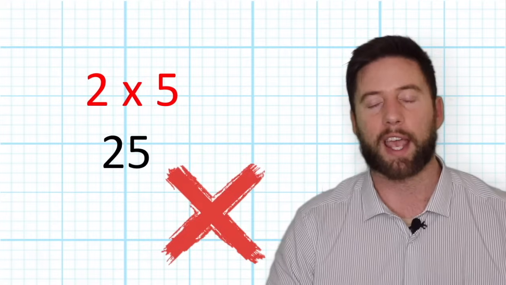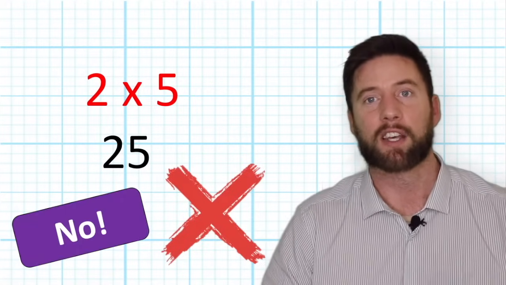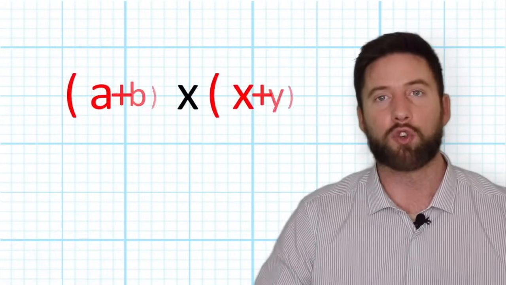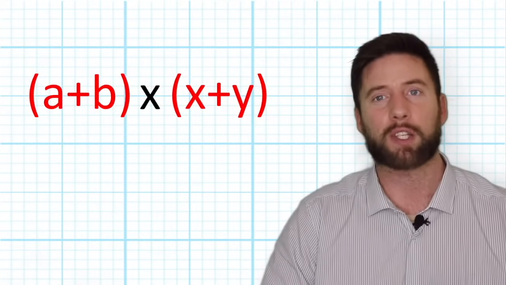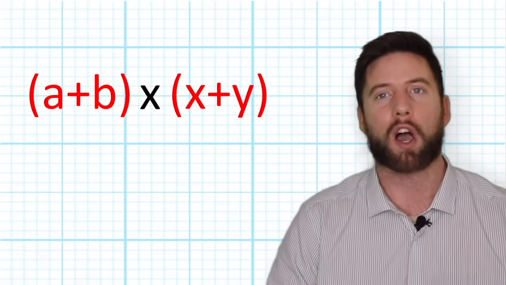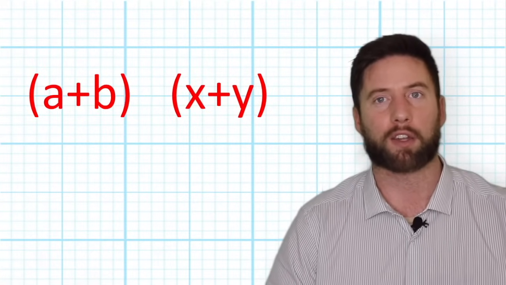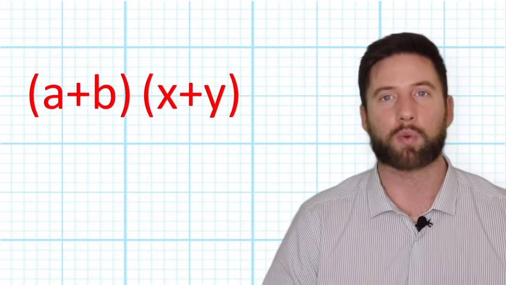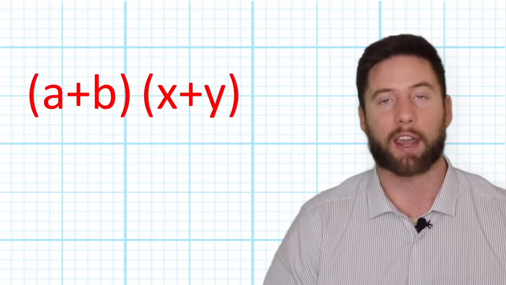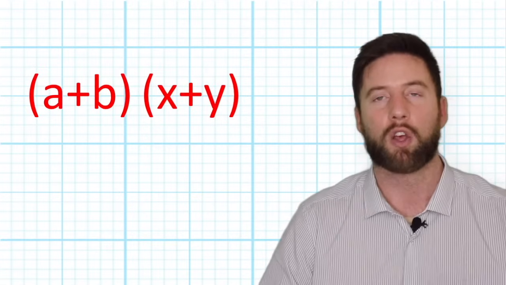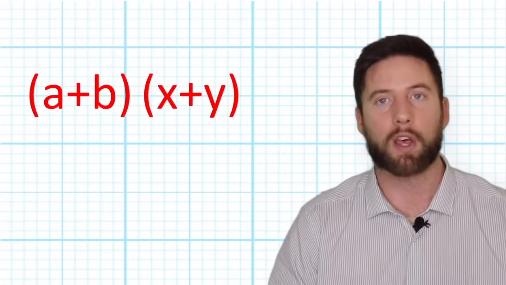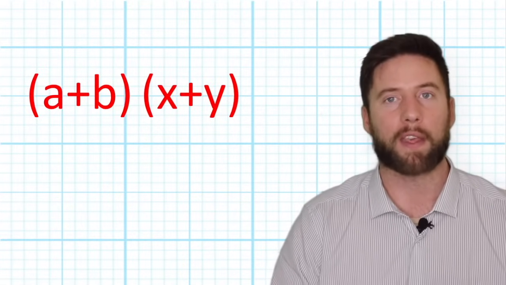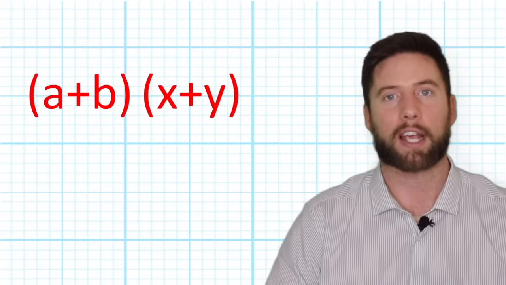But it will still be the case if we are using parentheses or brackets. If we see two pairs of brackets or two parentheses next to each other, without a symbol, we are going to multiply the values inside each set of parentheses. For example, if we saw a plus b in a bracket and x plus y in a bracket, with no other symbol between them, we know that we are multiplying a plus b times x plus y.